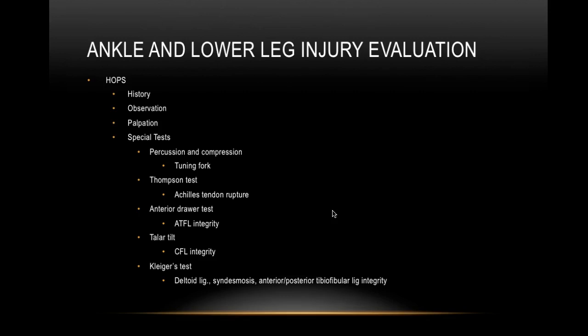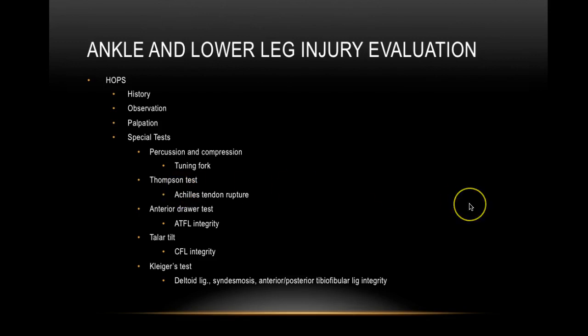And of course, you have the tuning fork test, which allows you to send vibrations down through the bone, and usually pain indicates that there's probably some disruption to the bone that you've just applied the tuning fork to.